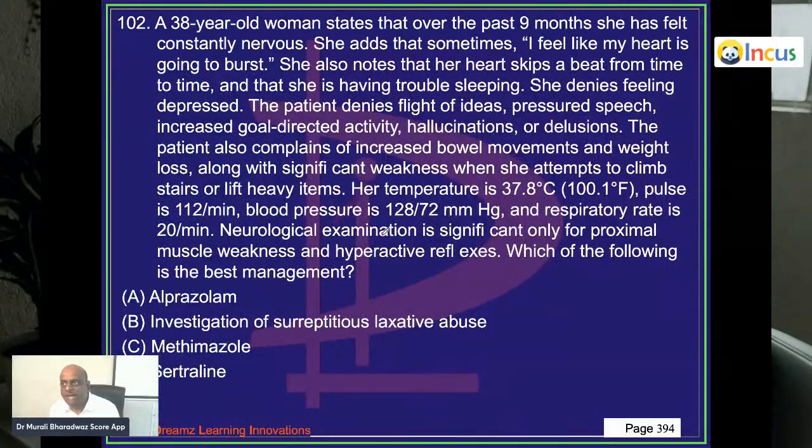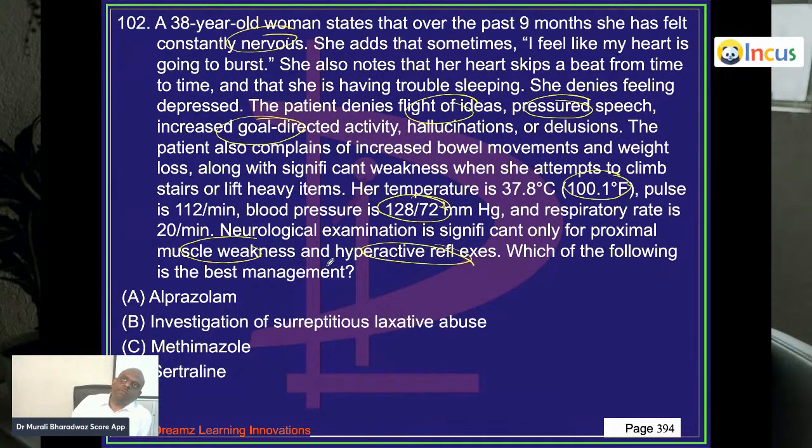A 38-year-old woman, for the past 9 months, has felt constantly nervous. Her temperature is 100.1, blood pressure is 128/72. She denies any flight of ideas, pressured speech, or increased goal-directed activity. She has proximal muscle weakness and hyperactive reflexes.